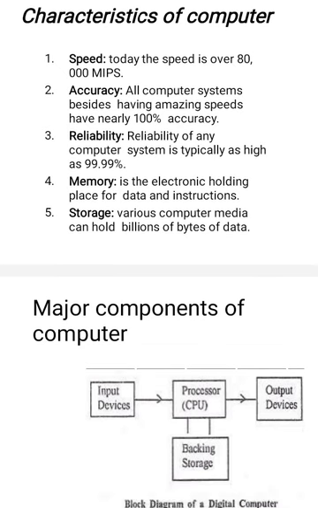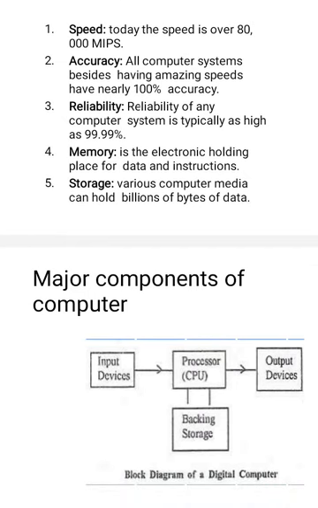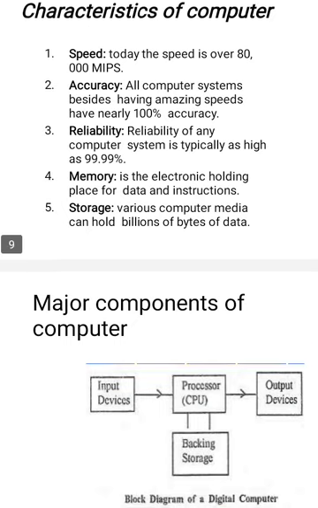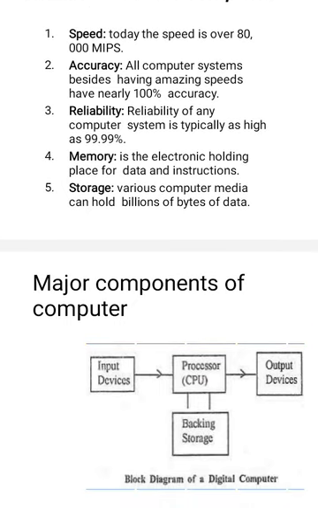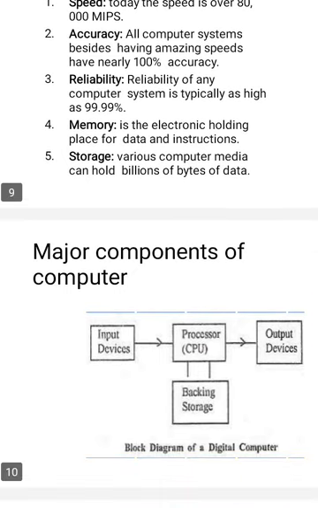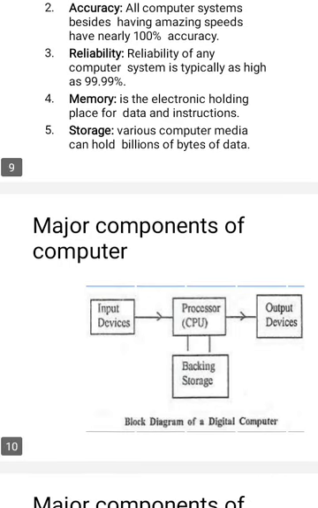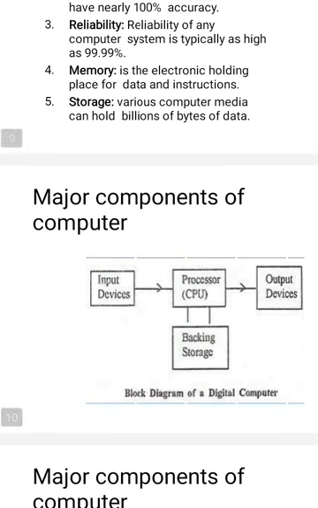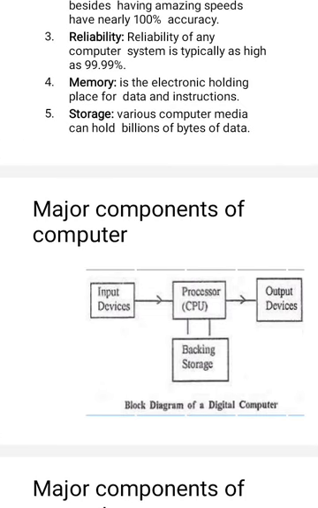Accuracy: no matter how long or for how short a time you are doing the work that you assign to the computer, it is done with 100% accuracy. There are no mistakes at all. Then reliability: how reliable are the answers or the results we get from the computer? It's very reliable, right? We don't say we don't know whether it's right or wrong. We say that the answer or the result given by the computer has to be 100% right.